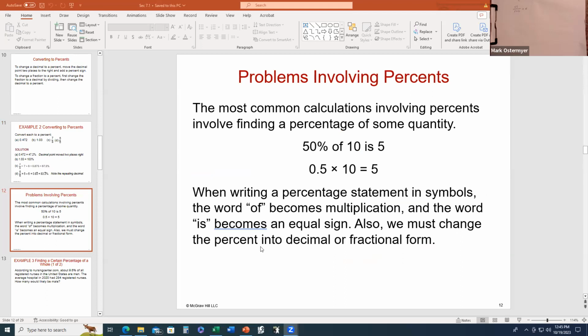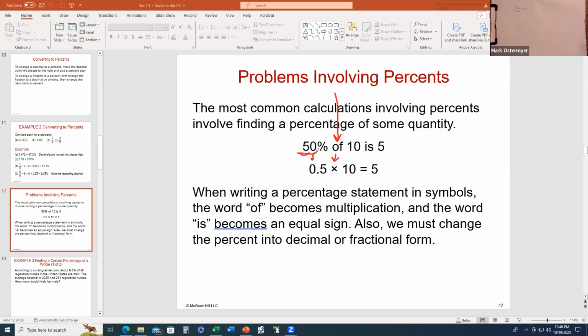All right. The most common calculation involving percent word problems is finding the percentage of some quantity. For instance, if you want to find 50% of 10, how would you do that? Well, in word problems, the word "of" means multiplied. So if you want to take 50% of 10, you turn the percent into a decimal first by shifting the decimal point 2 places to the left, dropping the percent symbol, and then you multiply that decimal by 10. So 50% of 10 is 0.5 times 10, or 5.